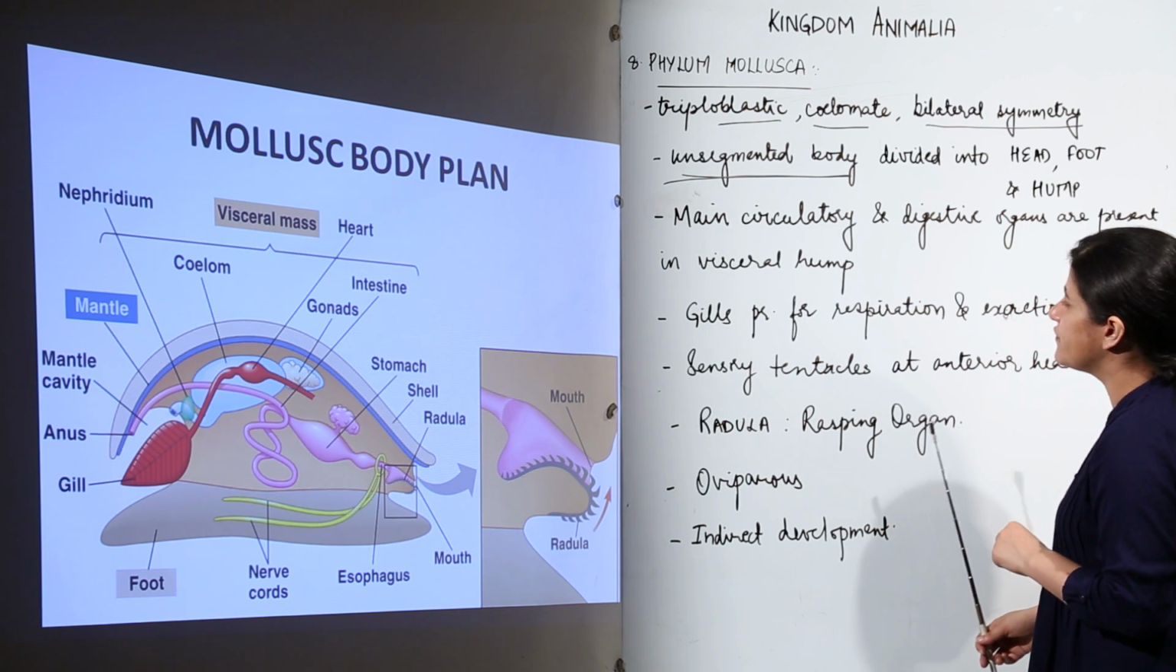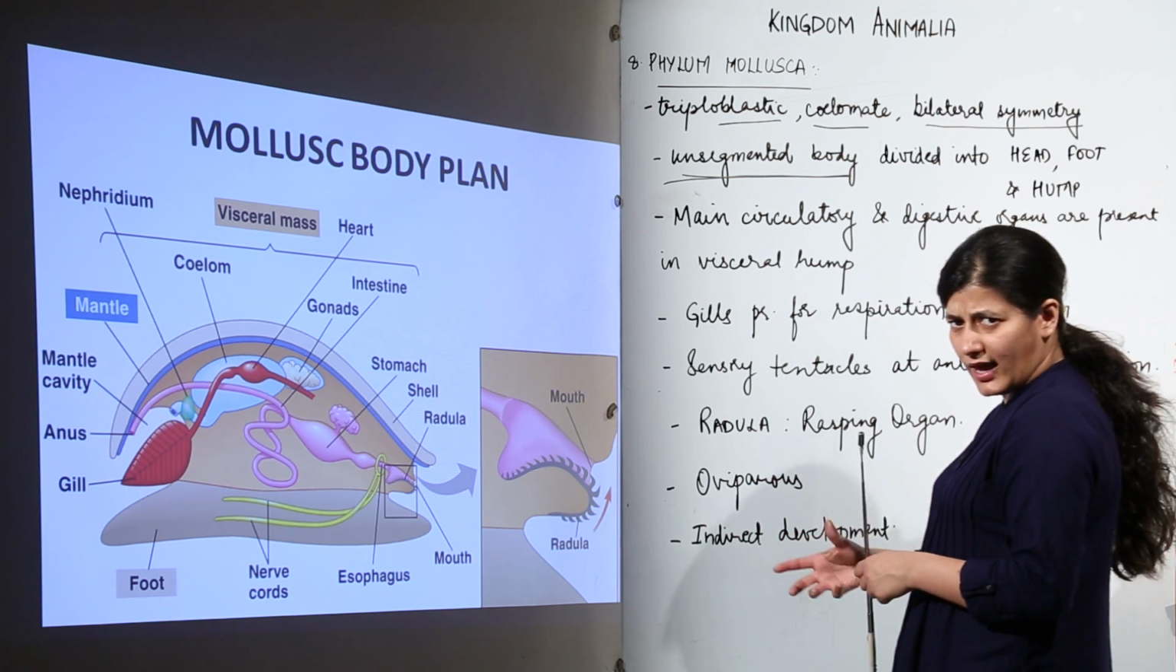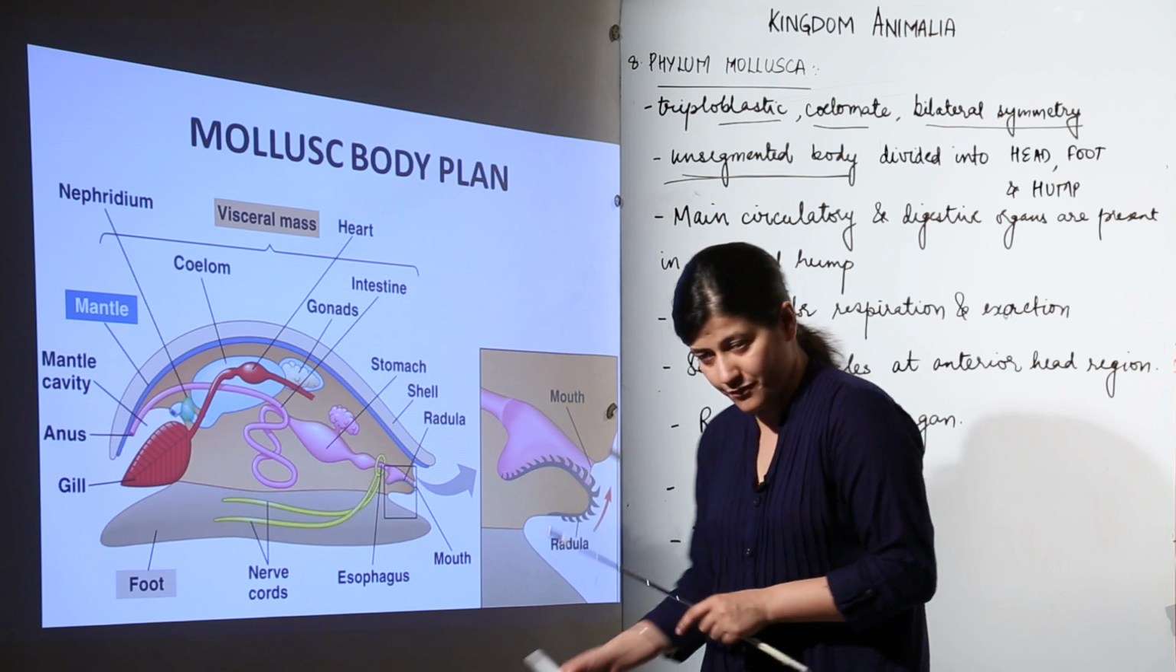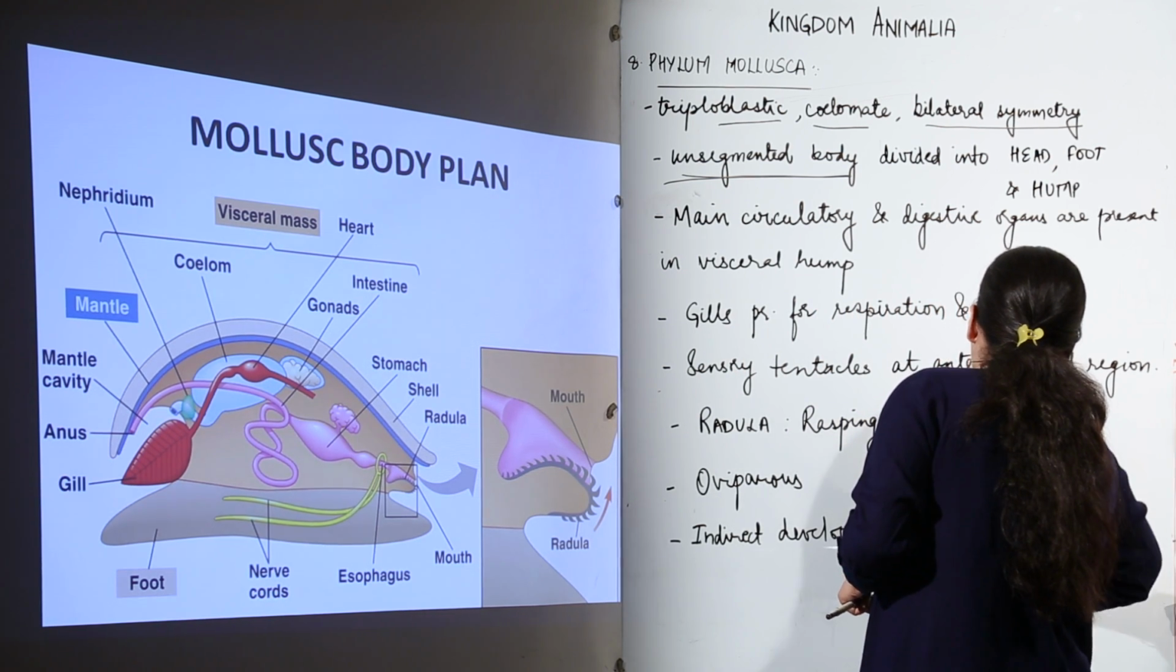Then we have the oviparous nature of these organisms, that is, they lay eggs, and the development is indirect by veliger larva. Okay. The larva's name is veliger, you have to remember it.